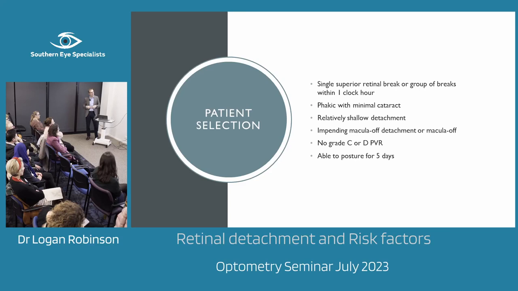If they're phakic and they don't have much cataract, that's good for two reasons. One, I don't do a vitrectomy that gives them a cataract, but also I can see clearly in the eye and make sure I can see all the retinal tears. A shallow detachment just makes it easier to do the cryo.